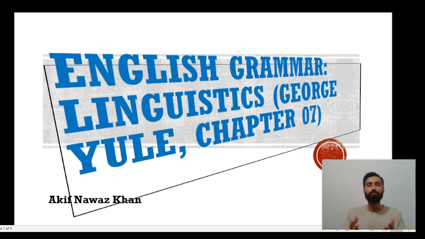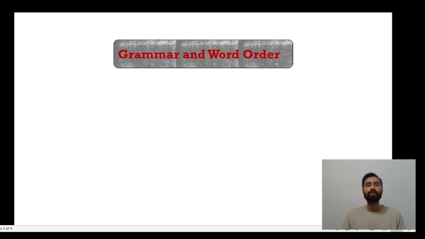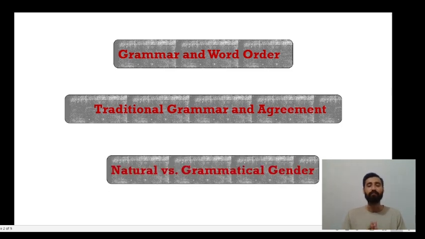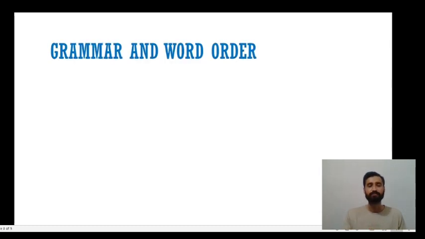Now, let's move forward. In this video, we're going to talk about three core concepts. The first one is grammar and word order. We'll explain with the help of examples. The second one is traditional grammar and what we mean by agreement. And the third topic is that of natural versus grammatical gender. Now, let's move forward with the first one, that is grammar and word order.